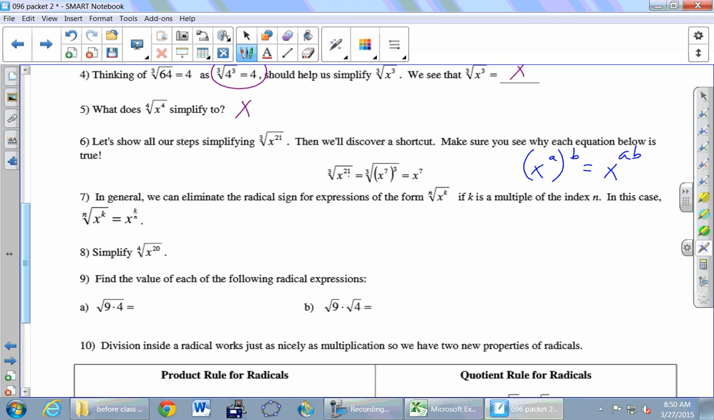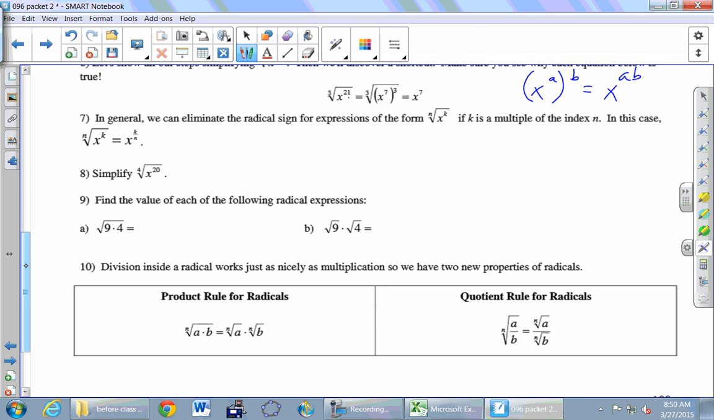Ramses? Don't say it out loud. Everybody write down your answer to number 8. 4th root of x to the 20. I just want you to write the answer. Our little shortcut we just developed says you're supposed to take that power and divide it by the index.